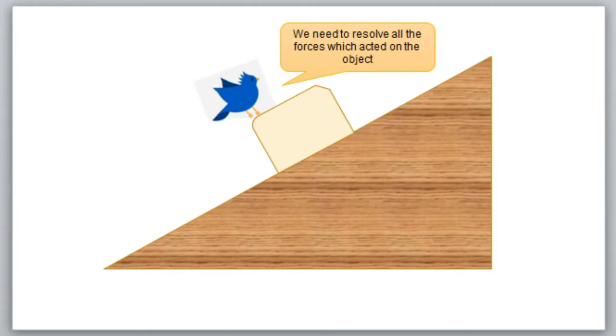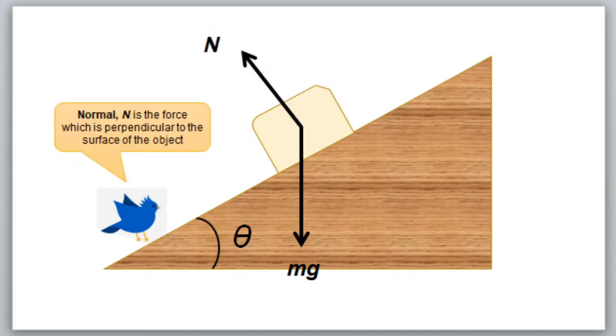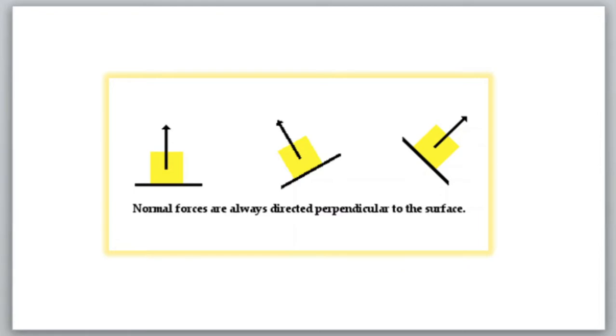First force is weight, which is always directed towards the center of gravity. And the second force is the normal force. Remember, normal is the force which is perpendicular to the surface of the object. Can you see that it is a bit different from our previous lesson? Yes, you need to think differently here. Normal force is always directed perpendicular to the surface, right?